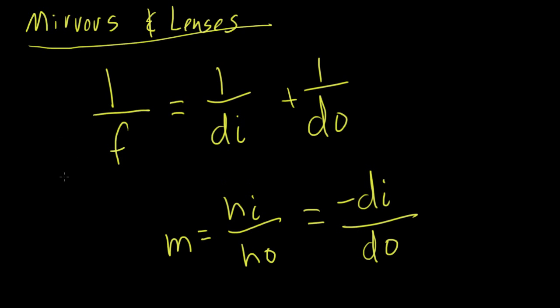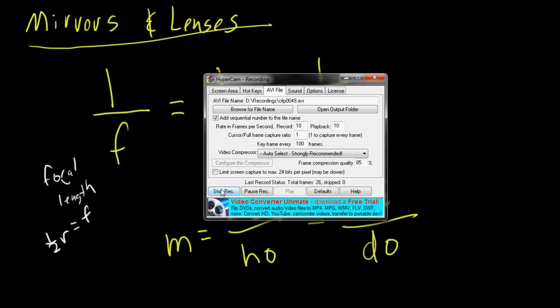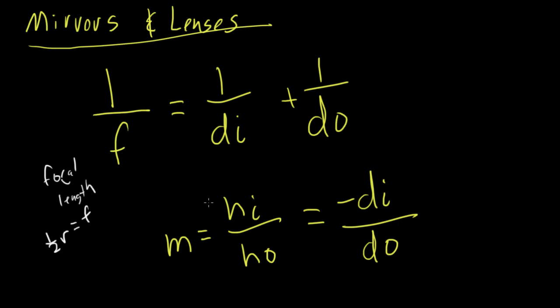Alright, f is the focal length, which is 1/2 the radius of a circular mirror. Di is the distance to the image. Do is the distance to the object. Those are the same down here.